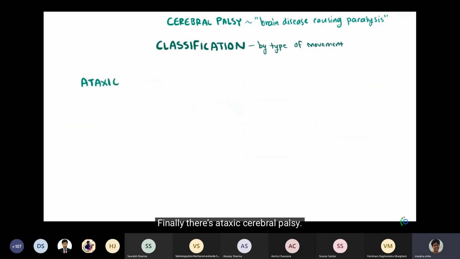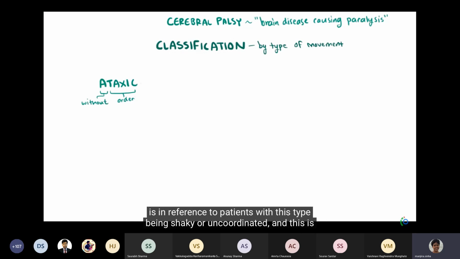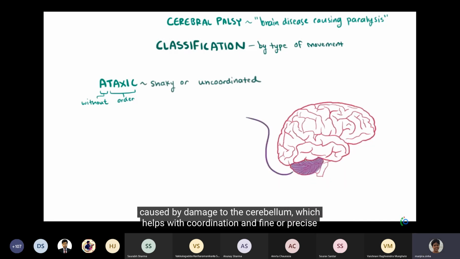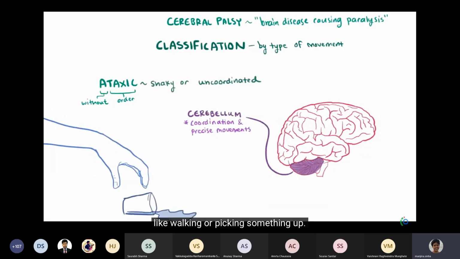Finally, there's ataxic cerebral palsy. Taxis refers to an order or arrangement, so ataxic essentially means without order, which is in reference to patients with this type being shaky or uncoordinated. This is caused by damage to the cerebellum. The cerebellum helps us with coordination in fine or precise movements. These patients often have clumsy or unstable movements and poor balance when doing things like walking or picking something up.